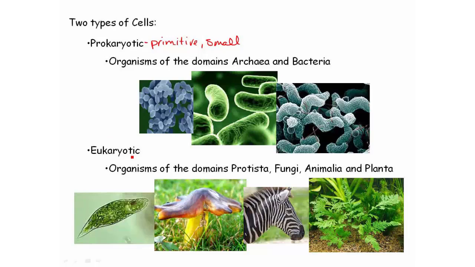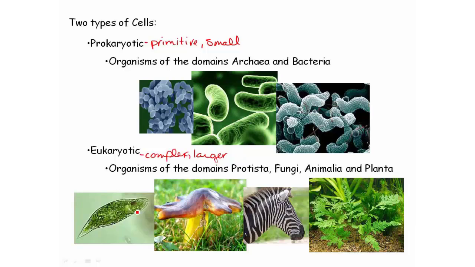Eukaryotic cells are much more complex. They will also be larger, and these are the organisms that we see around us every day. So these come from the domains first protista. These would be called protist. Protists can't be very large. Some examples of large protists would be the huge algae forests that we see in the ocean, but they can be as small as a single-celled organism.